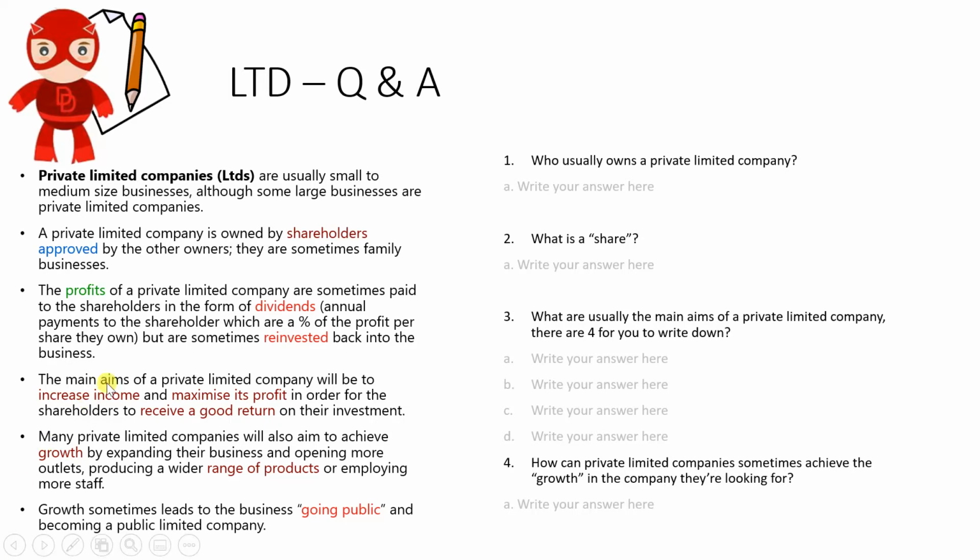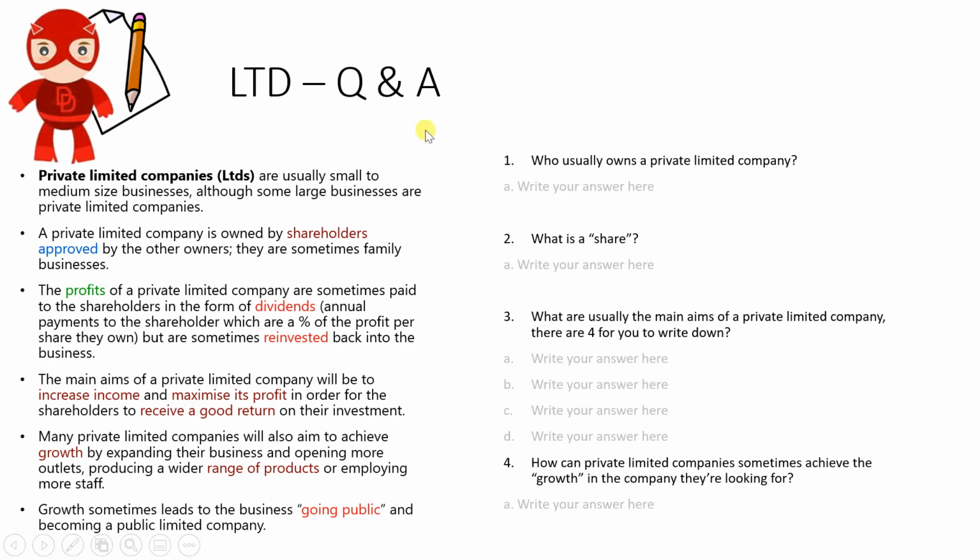The main aims of a private limited company will be to increase income and maximise its profit in order for the shareholders to receive a good return on their investment. Many private limited companies will also aim to achieve growth by expanding their business and opening more outlets, producing a wider range of products or employing more staff. Growth sometimes leads to the business going public and becoming a public limited company.